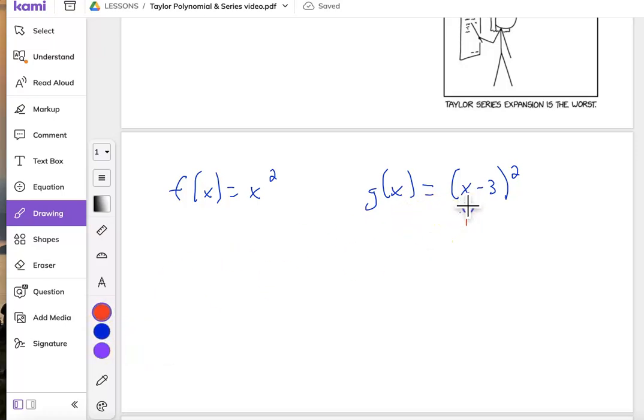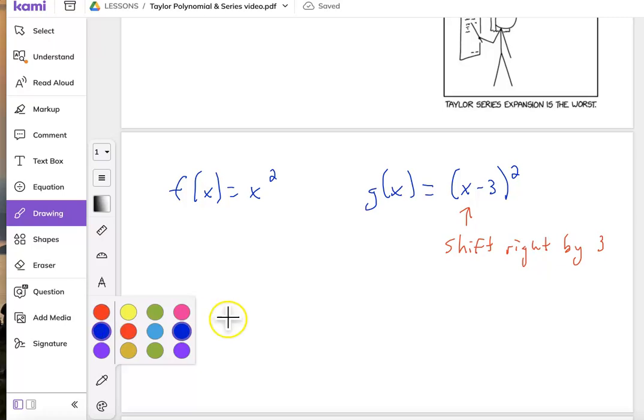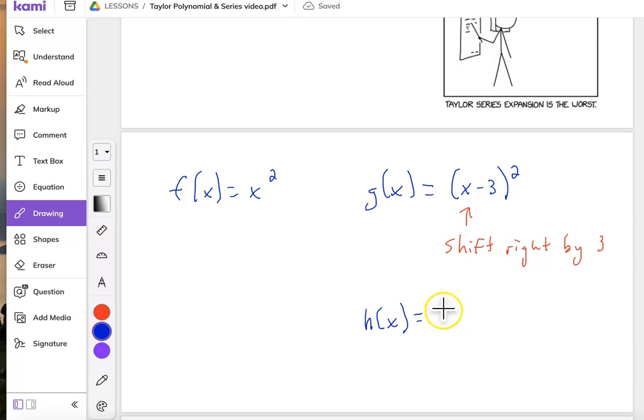Right, so we shift right by 3. And in a similar fashion, if we have another function h of x, which is equal to, let's say, (x plus 5) squared, then from the original function f to this function h, we cause another horizontal translation, but now we shift to the left by 5.